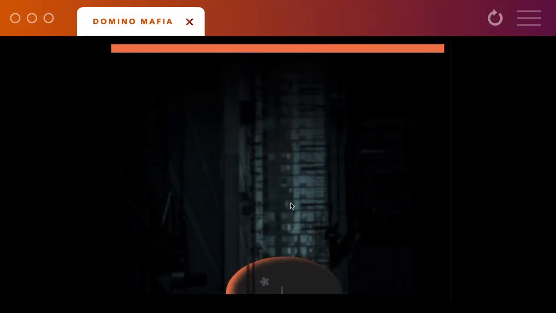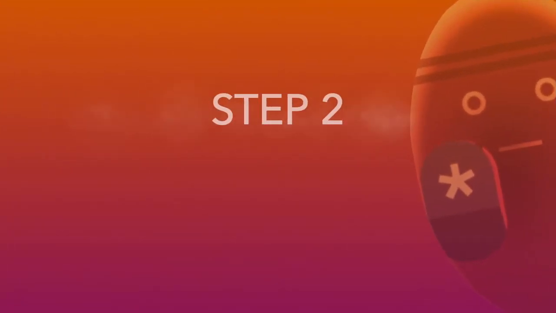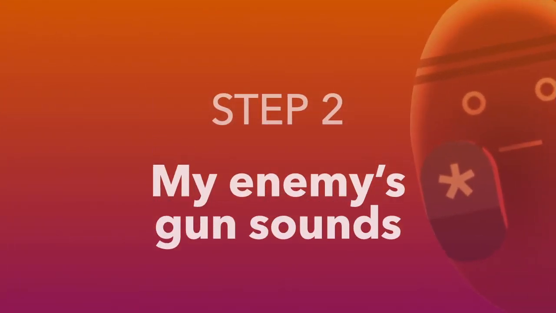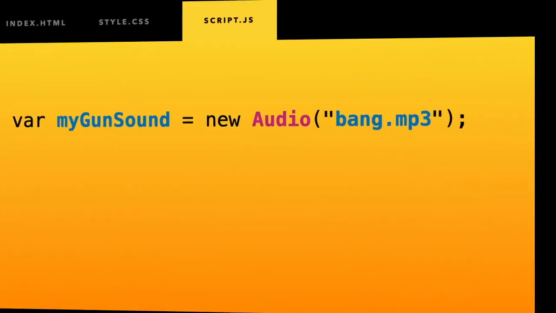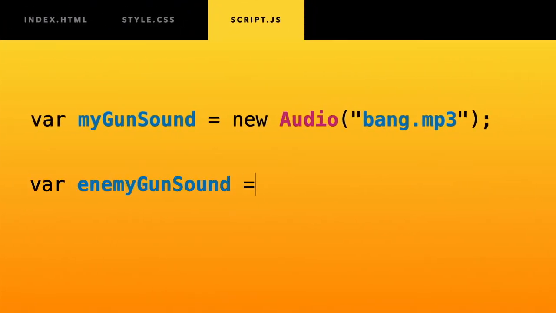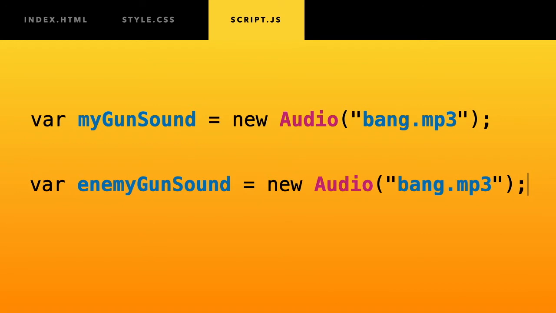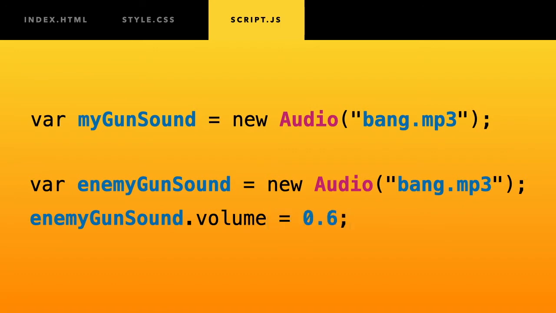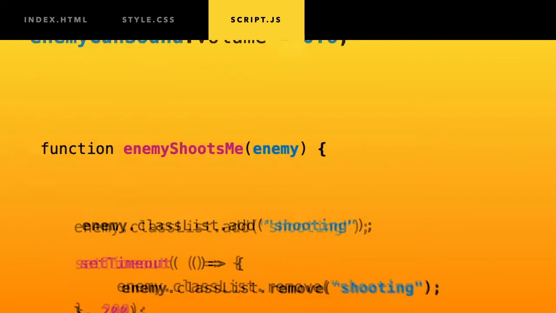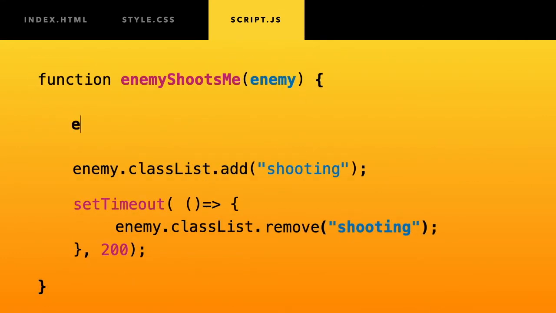Good. Now, I need a sound when my enemies shoot me. I will create a new audio variable for my enemies. I will use the same gun sound as for my own gun, but of course you can use a different sound file if you prefer. And I will set the volume a bit lower, because my enemies' guns are a bit further away than my own gun. The enemy gun sound variable will play every time an enemy shoots me.